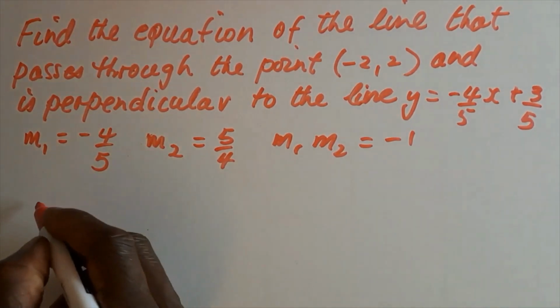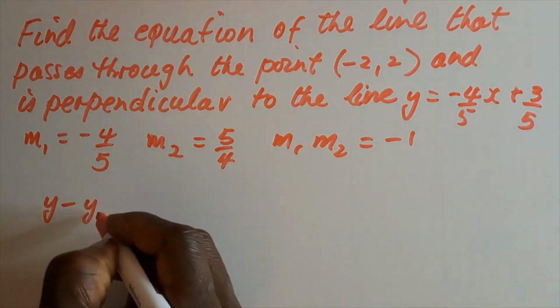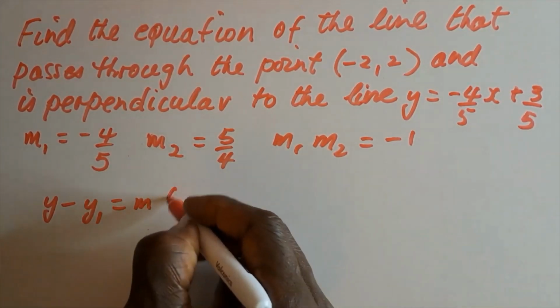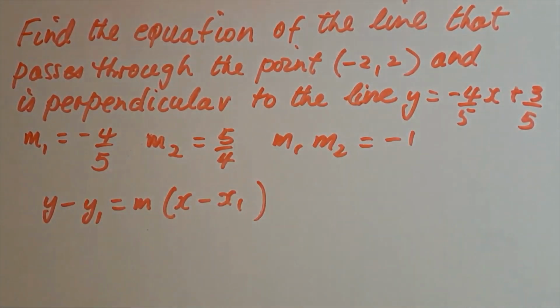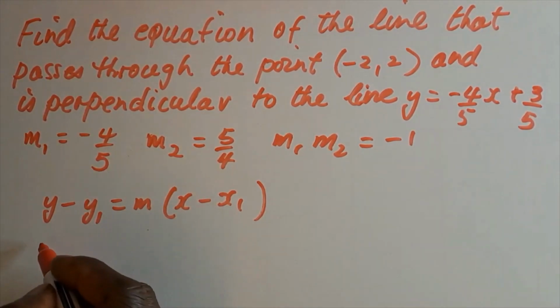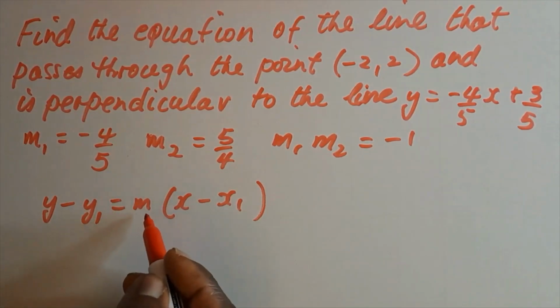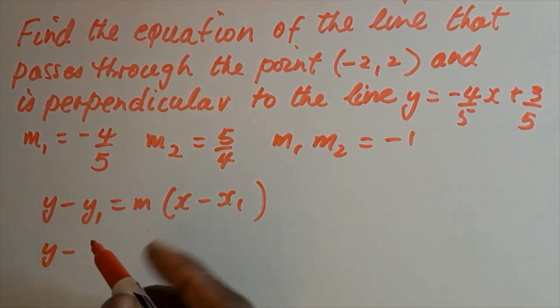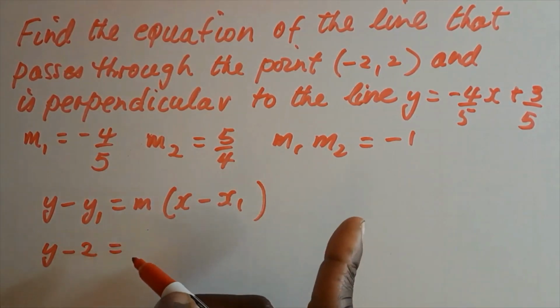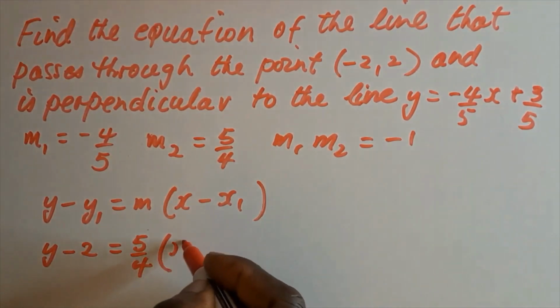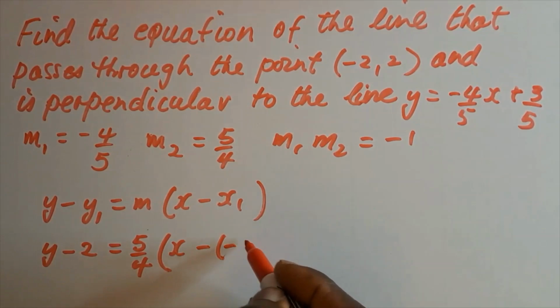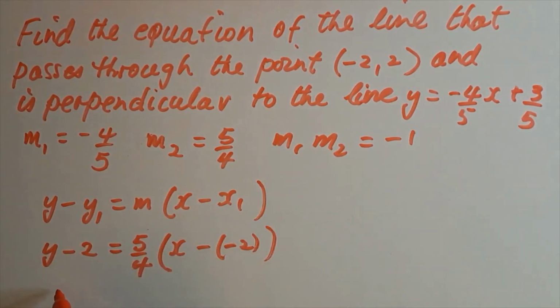Now we could go ahead and use this equation: y minus y1 is equal to m into (x minus x1). Using these two coordinates, we can find the equation of this line that is perpendicular. We know the gradient m, so it's y minus the y value here, which is 2, is equal to 5/4 brackets x minus -2.